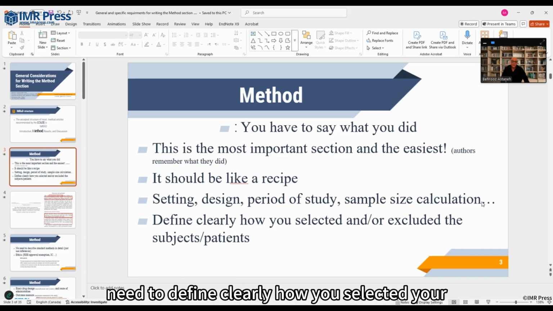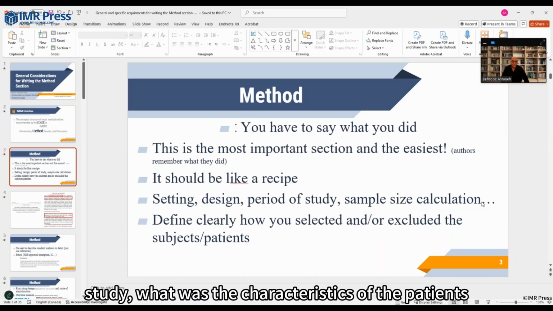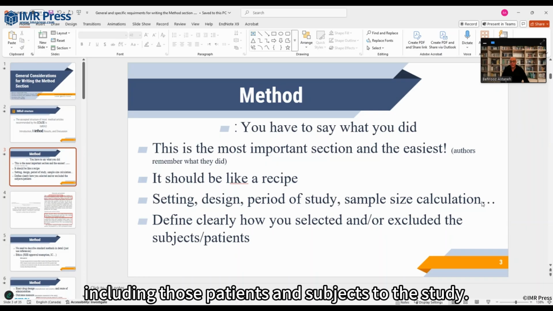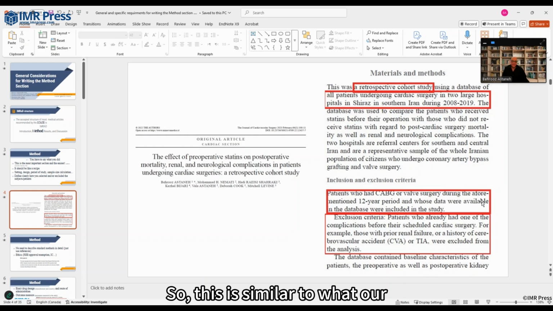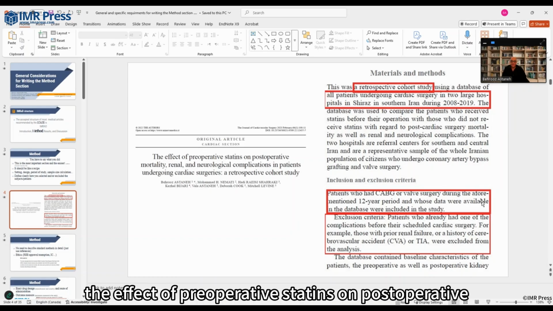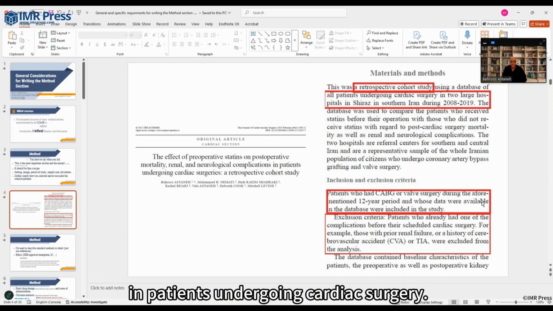You need to define clearly how you selected your patients or you excluded some participants from your study. What were the characteristics of the patients and subjects, and what was the criteria for including those patients and subjects to the study. So this is similar to what our team had published earlier in this study about the effect of preoperative statins on postoperative mortality, renal and neurological complications in patients undergoing cardiac surgery.